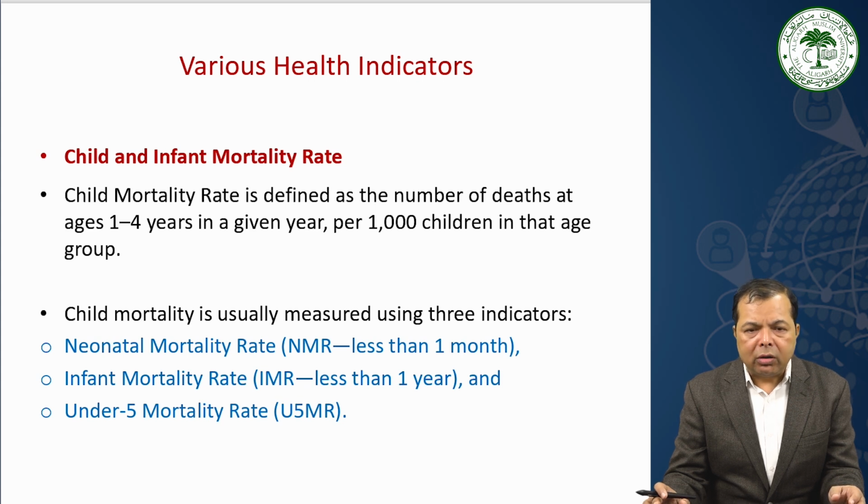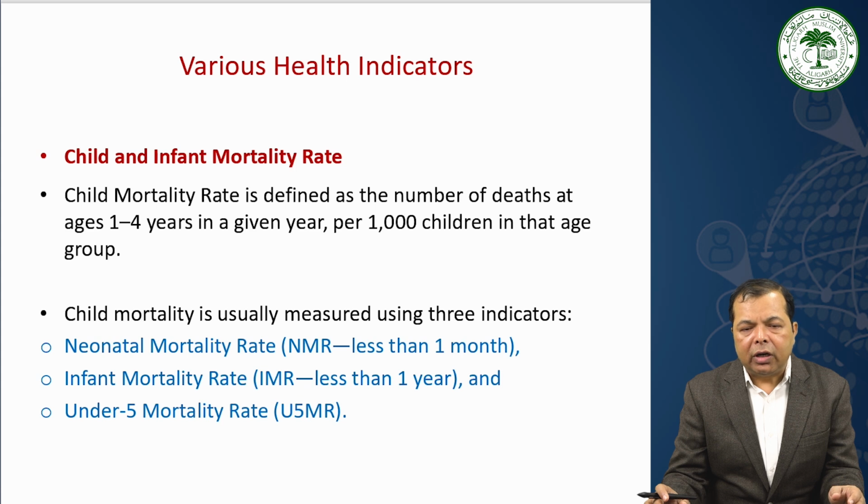We all talk about these indicators. Child mortality rate is defined as the number of deaths at ages 1 to 4 years in a given year per 1000 children in that age group. And then there are different indicators related to this child and infant mortality.